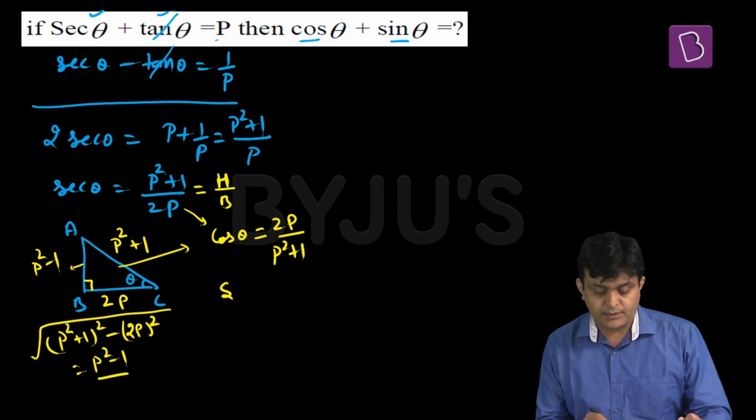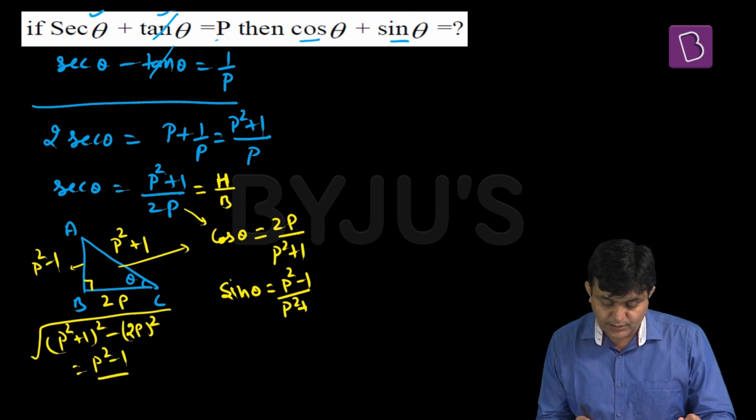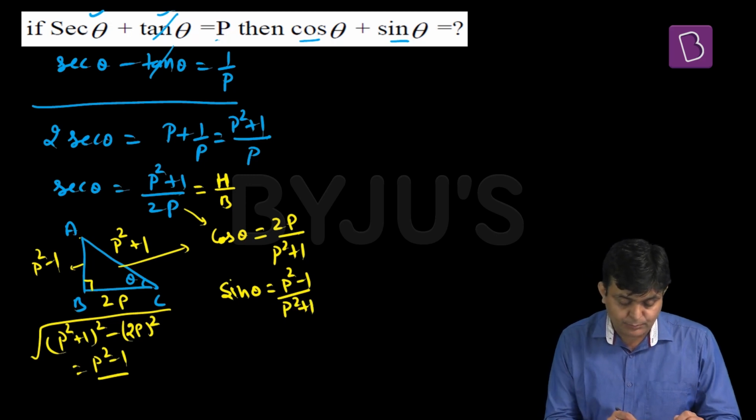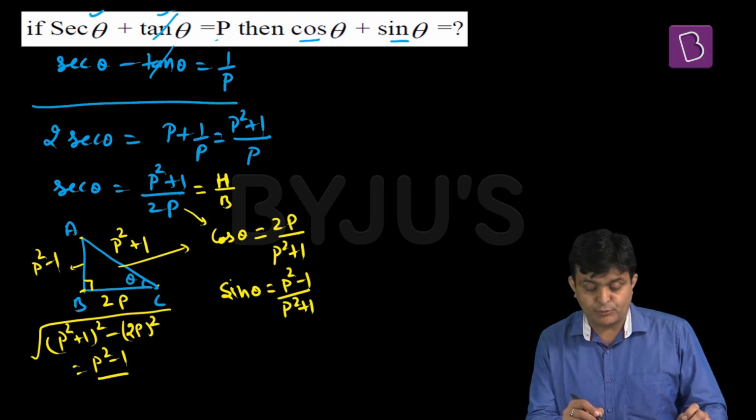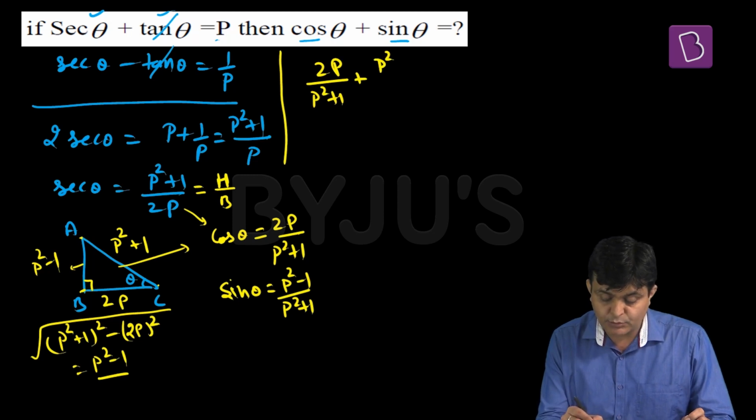Okay, got it? What is sine theta? It is P square minus 1 by P square plus 1. That means perpendicular AB by hypotenuse AC. Now put here, it is 2P by P square plus 1 plus sine theta is P square minus 1 by P square plus 1.